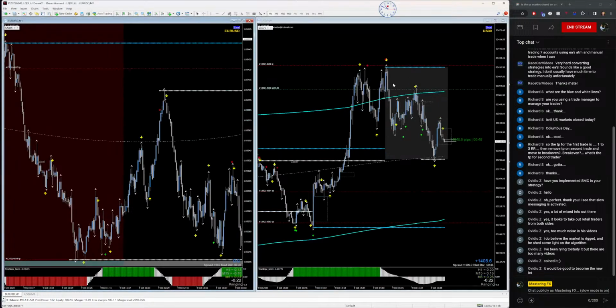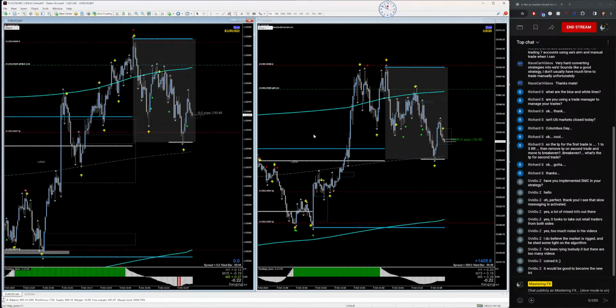I just took the silver bullet now because I only had one losing trade so far, and I don't want to end it on a losing trade.